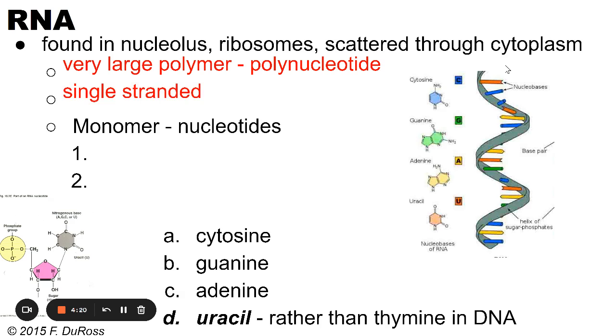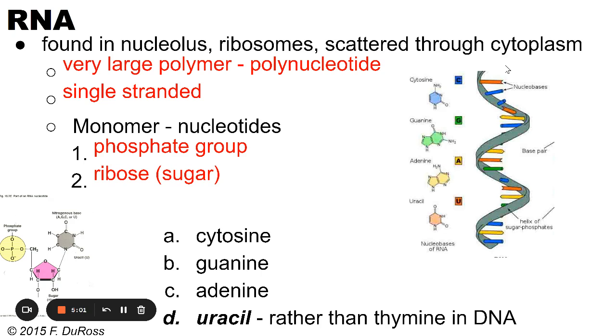Like we just talked about, DNA is a double helix. It's double-stranded. There are two strands to it. RNA is not. RNA only has a single strand. It's set up in much the same way. It's not a double helix. It's a single helix. And it has mostly the same parts. It has a phosphate group, just like DNA. It has a sugar, just like DNA. The sugar is a little bit different. It's ribose.